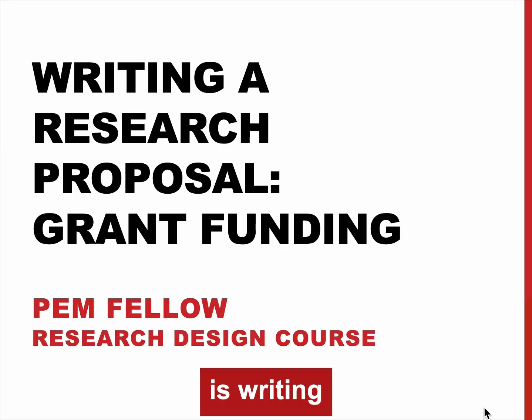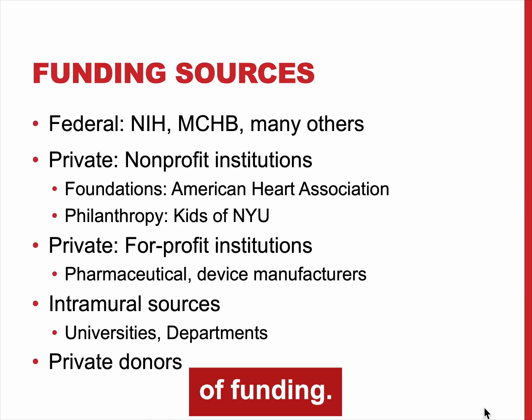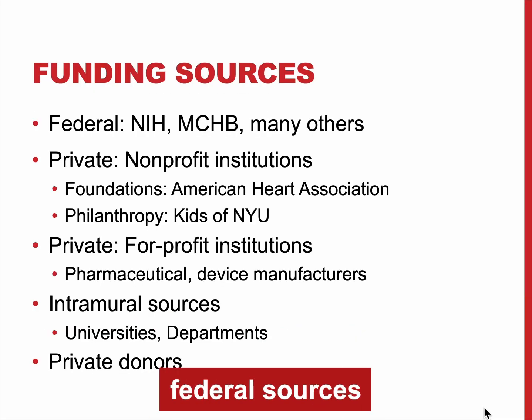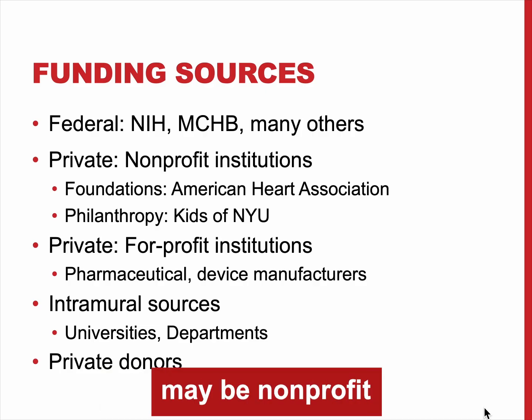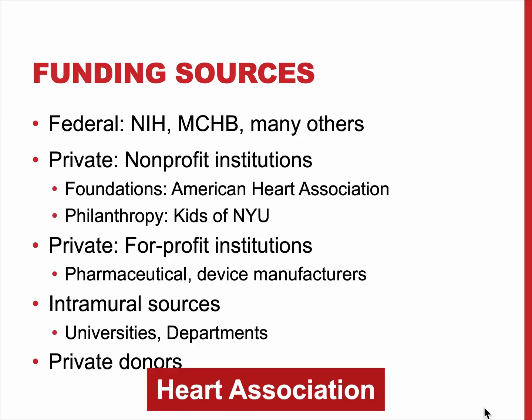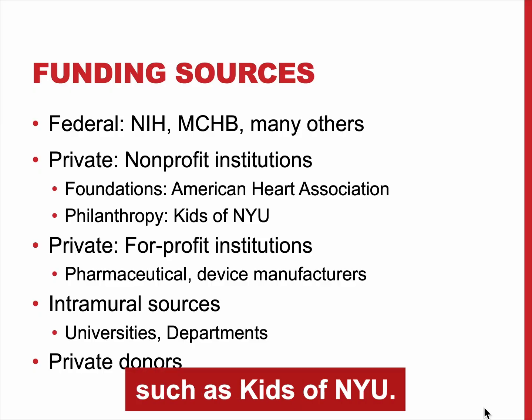The next topic is writing a research proposal for grant funding. There are many potential sources of funding. These include federal sources, such as the NIH or the Maternal Child Health Bureau, private sources of funding that may be nonprofit foundations, such as the American Heart Association, or philanthropic organizations, such as Kids of NYU.